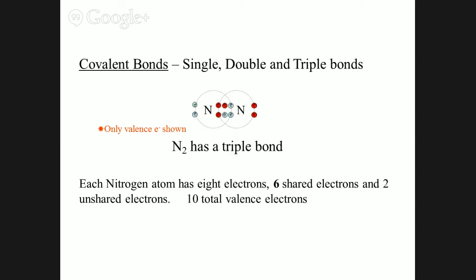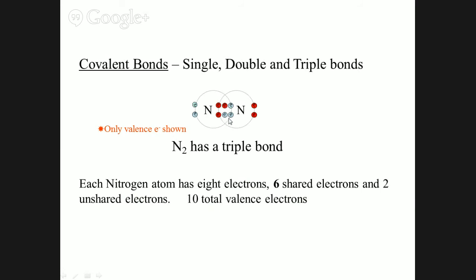And then an example of a triple bond, with 6 valence electrons in between the 2 nitrogen atoms for N2, and then a pair that are not being shared. Notice only 10 total valence electrons. So 4 less than what the single bonded had to form this triple bond. This is a very strong bond.